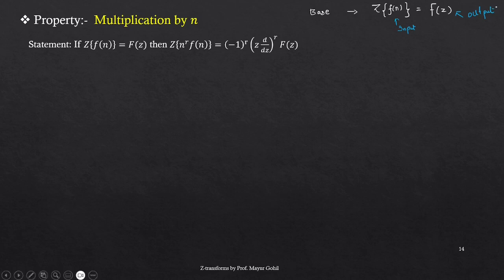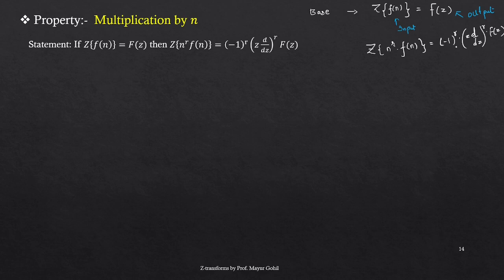Now, what is the statement trying to tell you? The statement says that if there is a change in the input, where n raised to r is multiplied to the sequence f(n), then what is the change in the output? The change here is (-1) to the power r, (z d/dz) whole raised to r, F(z). This is the change that you observe.